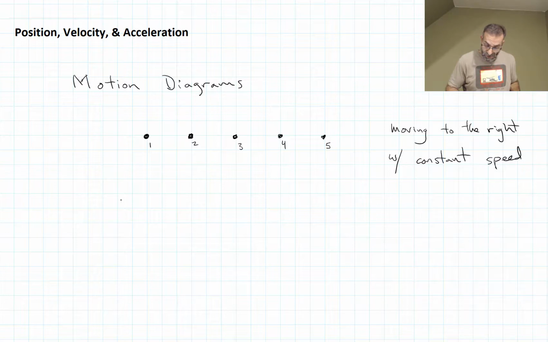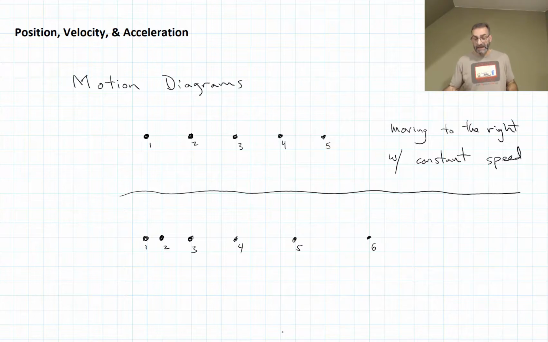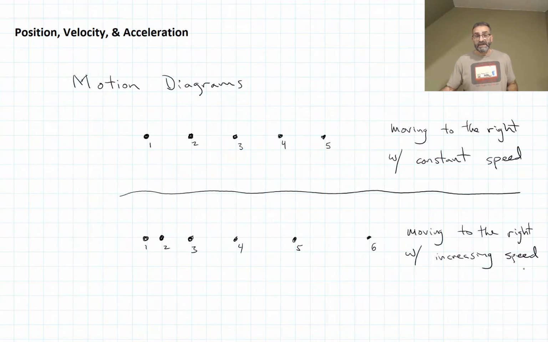Now we can do a different one. If the first time the strobe light goes off, our object is right here, and the second time it goes off, it's here, and the third time the light goes off, the object is here, and the fourth time it's here, and the fifth time it's here, and the sixth time it's here. What can we say about the motion of this object? Moving to the right with increasing speed.